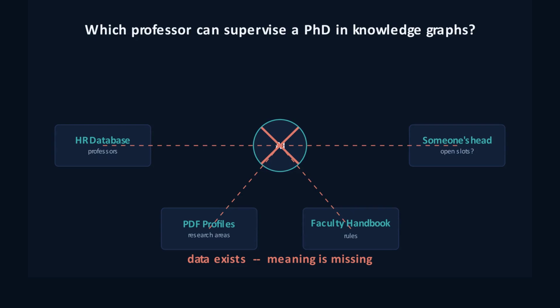The answer is scattered across at least 4 different places. The professors are in the HR database. Their research areas are buried in PDF profiles. The rule, that only a full professor with an active grant may supervise, lives in a faculty handbook. And whether anyone has an open slot is in someone's head, or a spreadsheet nobody keeps up to date.